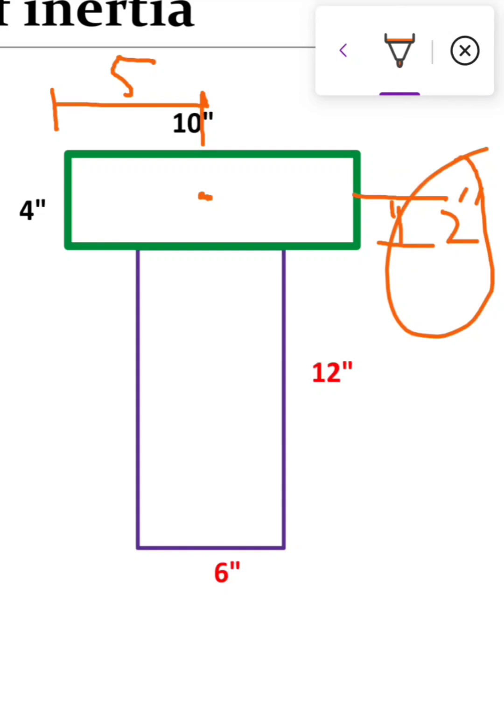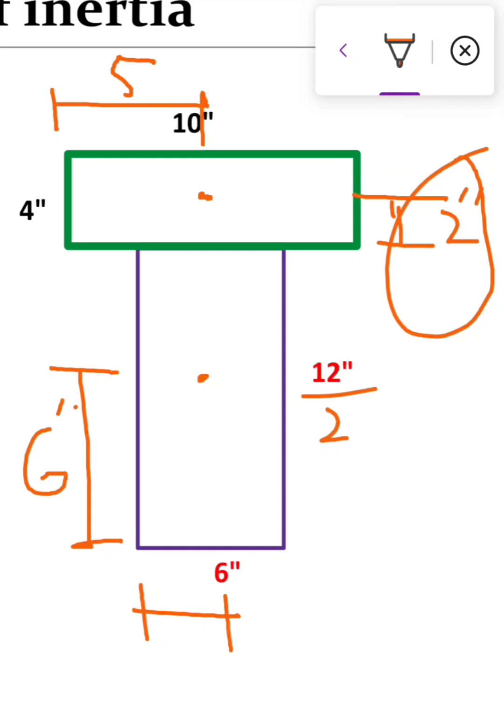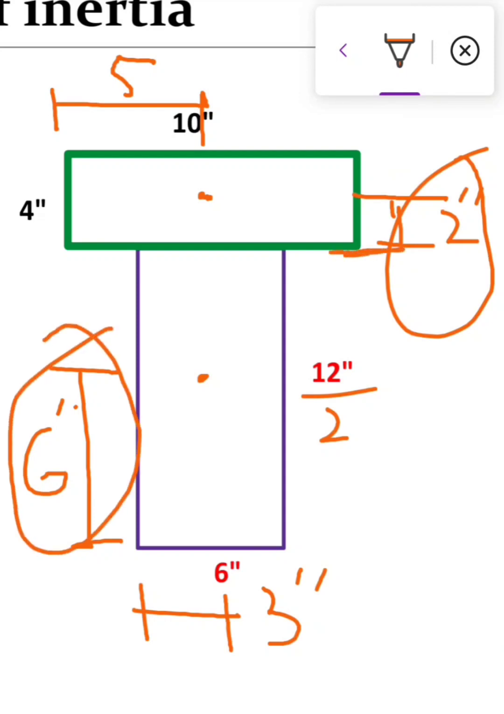Now we will calculate the CG of the below rectangle, which is this point. From the bottom to the center it will be 6 inches, because 12 divided by 2 will give us 6 inches. Now from the x-axis it will be 3 inches, because 6 divided by 2 will give us 3 inches. So we are only interested in the along y-axis dimension 6, and from this bottom fiber to the central point of the rectangle the distance is 6 inches. So I will only rewrite these dimensions.